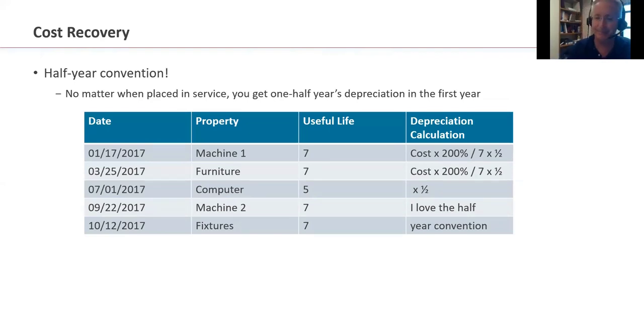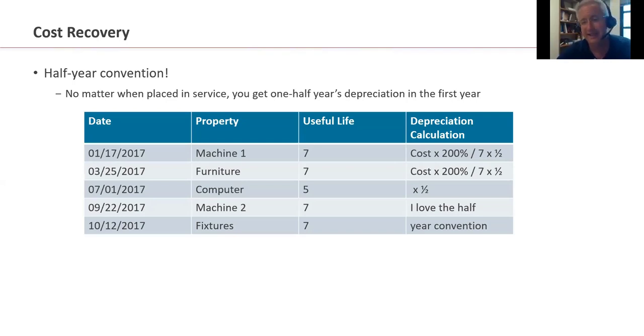So this is a simplifying technique that the IRS used originally, but it is prescribed. You do not have a choice. You can't say, well, I get more depreciation if I use number of days. It doesn't matter. You use the half year convention because that's the general rule.